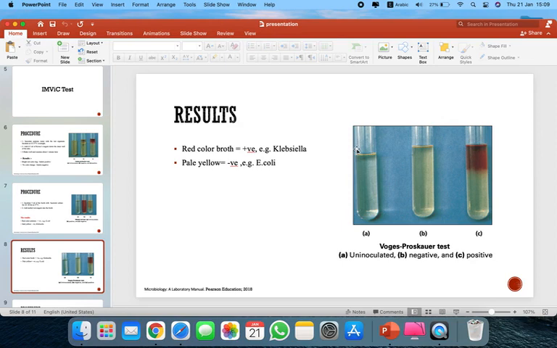And after that I have to add alpha-naphthol to the broth, okay, and then I have to add KOH. Those are specific reagents called VP reagents. After that I have to add the VP reagent. So the results will be, as you can see here: if I have a red color, that means it is specific for Klebsiella, and if I have pale yellow, that means another kind of bacteria, maybe E. coli.